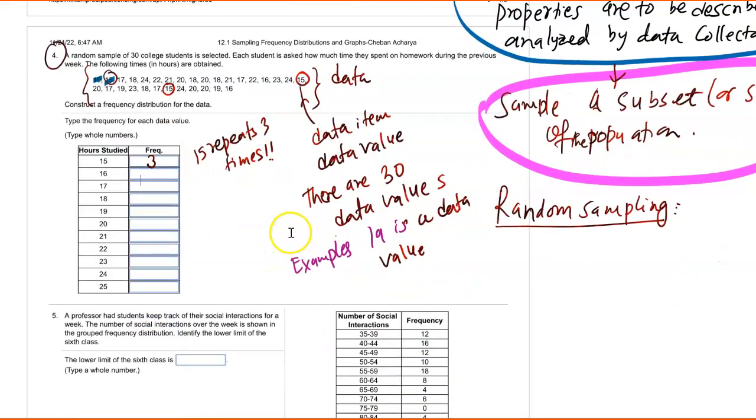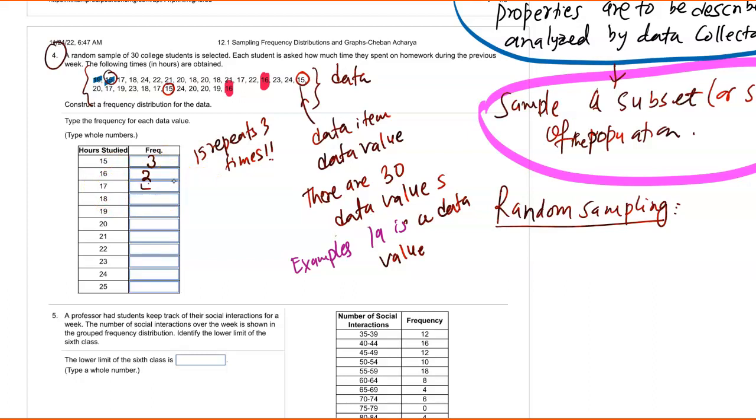Correct? Now, if you look for 16, let me highlight 16 here. How many 16 on this data? 16 here. 16 over here. That's all. Therefore, the frequency of 16 is 2. Therefore, every data value has a frequency. Similarly, 17 has a frequency 4.